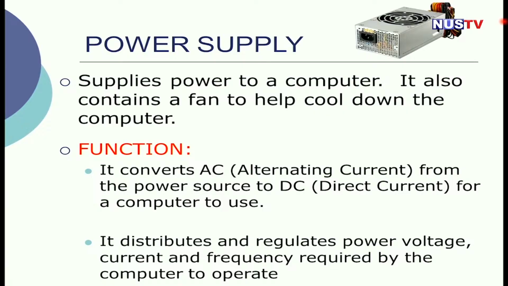Now when power comes into your computer, it comes in as alternating current, or what we call AC. So what the power supply does is it converts the AC or alternating current from the power source to DC, which is direct current, for a computer to use. So that's basically one function of the power supply. The next function is it distributes and regulates power voltage, the current and frequency required by the computer to operate. So as you can see, the power supply has a very important role in the operation of a computer.